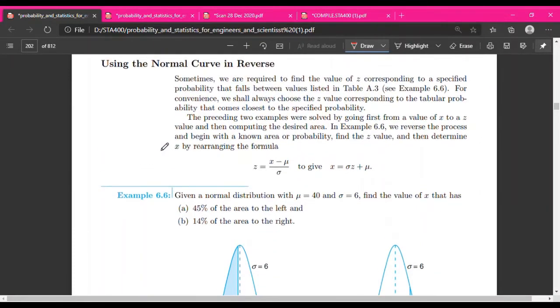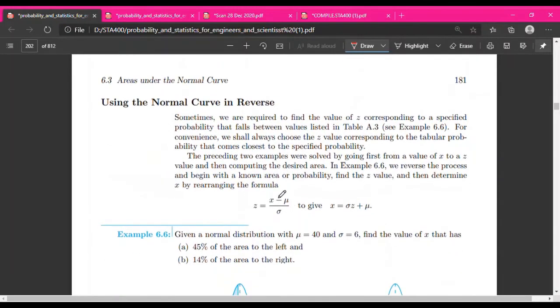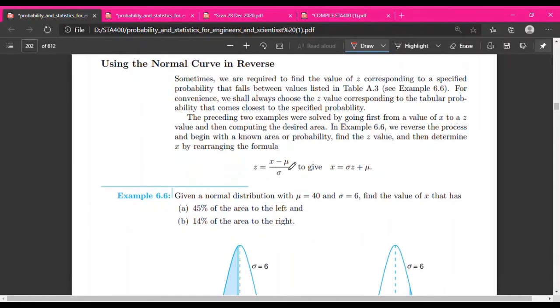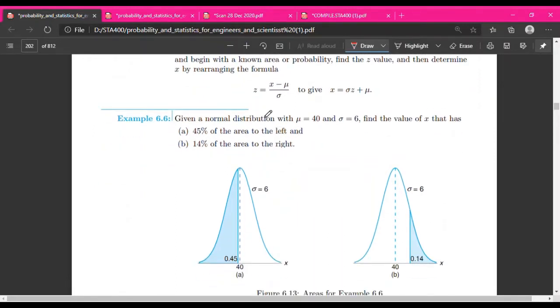Okay, di sini pula adalah bila nak cari nilai X. Tadi kita terus cari nilai Z. Sekarang nak cari nilai X. Okay, so sekarang kat sini contohnya. Given a normal distribution, mean-nya diberi 40, standard deviation is 6, variance is 36. Find the value of X that has 45% of the area to the left. Maksudnya, 45% of the area to the left, maksudnya 0.45 adalah probability.